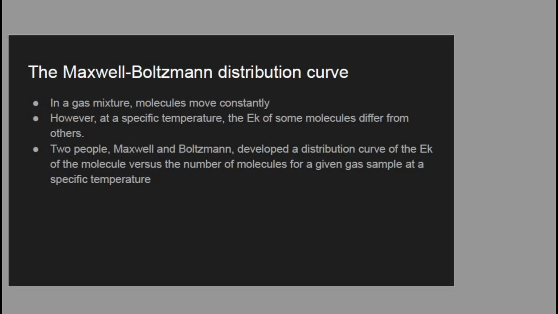So they are measuring the kinetic energy of molecules against the number of particles or molecules with a given kinetic energy. Your independent variable in this case would be the kinetic energy of the molecules, and your dependent variable would be the number of molecules with a given kinetic energy. Let's see how a Maxwell-Boltzmann distribution curve would look.